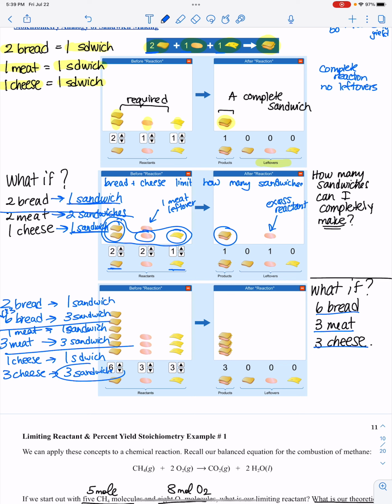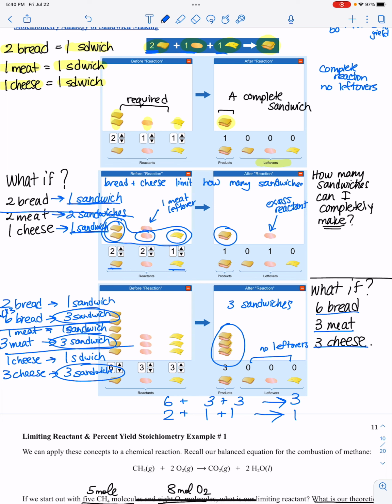And look at this. I get the same amount no matter which reactant I'm using. And that's because this 6:3:3 ratio can be simplified to 2:1:1 ratio to give me my 1 sandwich. 6:3:3 is the same as 2:1:1, and that is my ratio according to my balanced sandwich equation here. And look at this. I get exactly 3 sandwiches. Completely. With no leftovers.